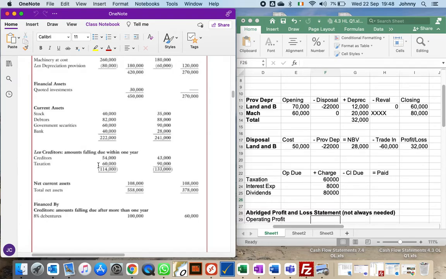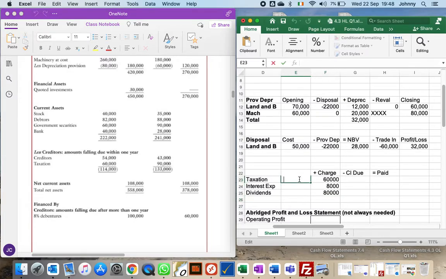Now, let's look at our current liabilities and our current assets. So up here we see that taxation was 90, an amount that was due at the beginning. So I'll put that in here for taxation, plus another 60 was charged during this year, okay? And then it says that there was a closing taxation figure of 60 grand. So I'm going to take that away. So that means that the amount paid was actually last year's. So we were charged 60 grand for this year and 60 grand is due. So that means that what we paid is last year's figure of 90.